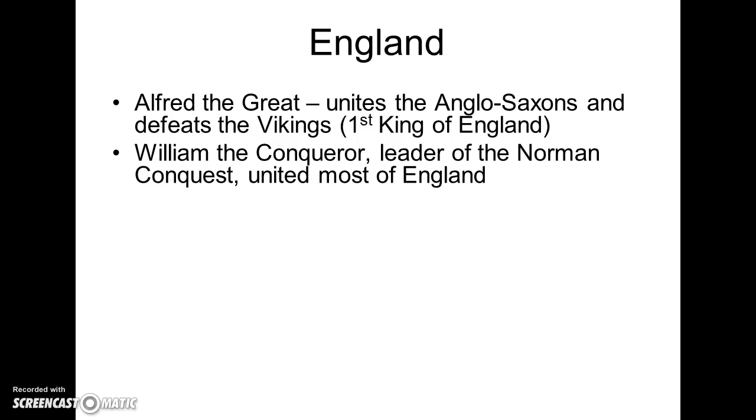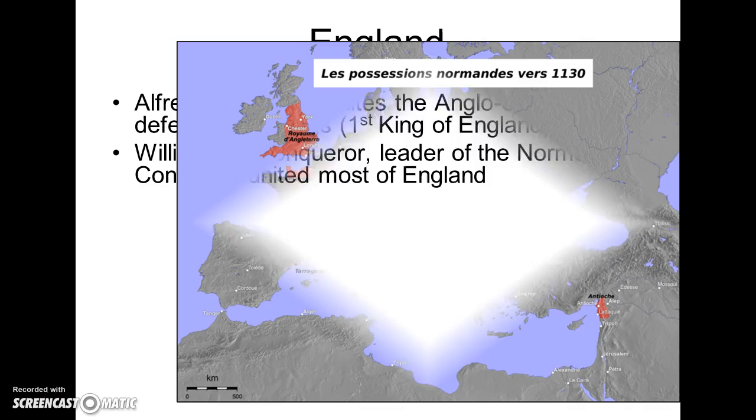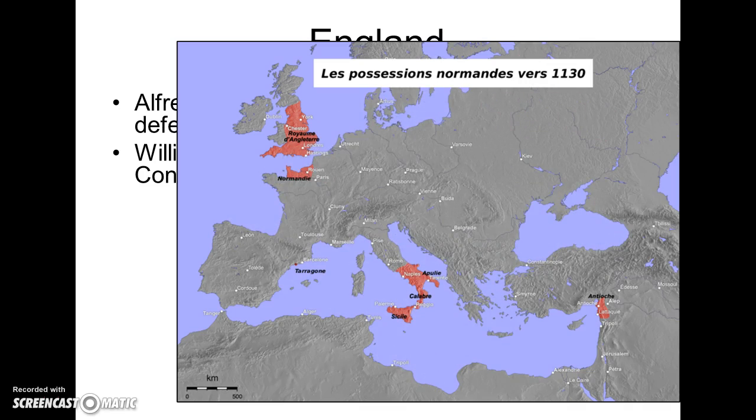And when William takes over England, he's the guy who really unites most of what today is England into one country. So you can see here, Normandy was owned by William, and then he's going to take all of this, which is basically England today, and unite it together into one big country. The Normans also controlled some other areas down here, but this is what we're worried about for this particular class.